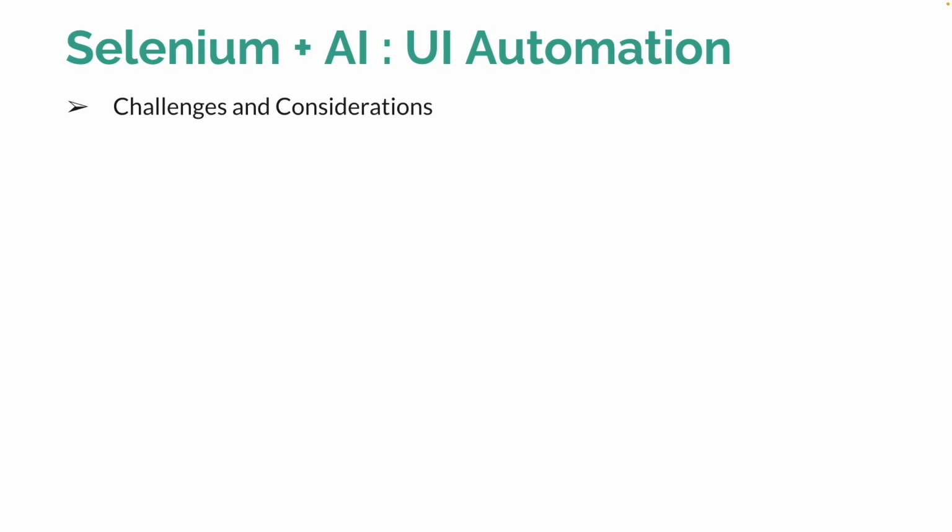So we have talked about all the good things. What about the challenges and the considerations? The first challenge is that AI is still evolving, right? AI tools are improving rapidly. So it may be possible that with different LLMs, you will get different behavior. So you need to choose the correct LLM which is most suitable for a requirement, and then you need to use it.